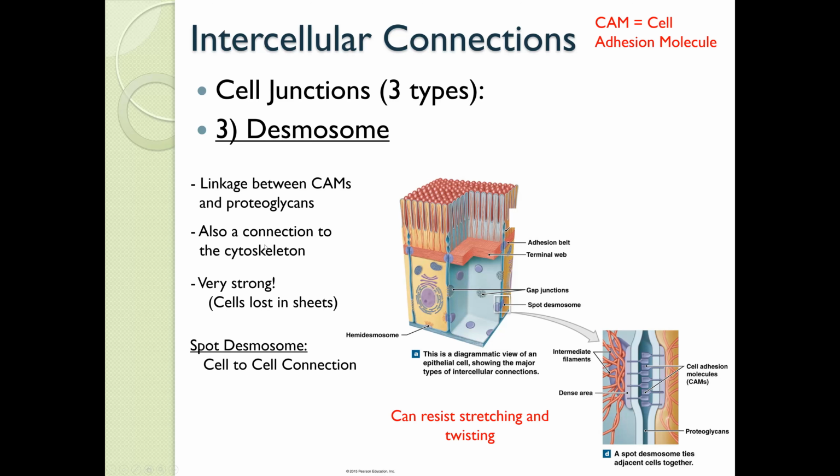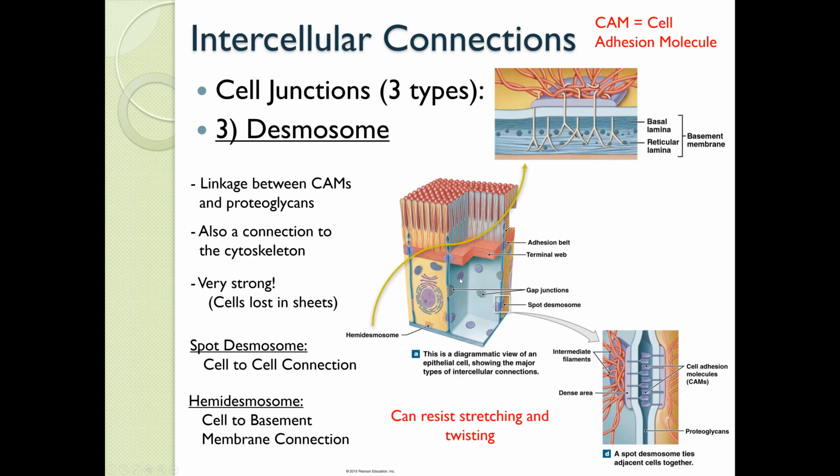So there are two types of desmosomes. Spot desmosomes allow cell-to-cell connections, so they would be found on the lateral sides, and they are connecting one cell to a neighboring cell. Whereas a hemidesmosome is going to be found on the basal surface, and it connects the cell to the basement membrane. So there's this close-up picture here. We already talked about the basement membrane in a previous slide, but this molecule shown at the top of the picture, that is the hemidesmosome that is connecting that cell to the basement membrane.